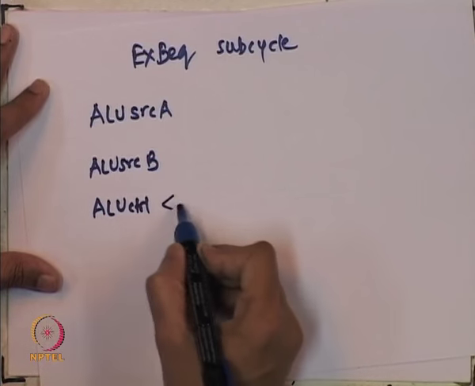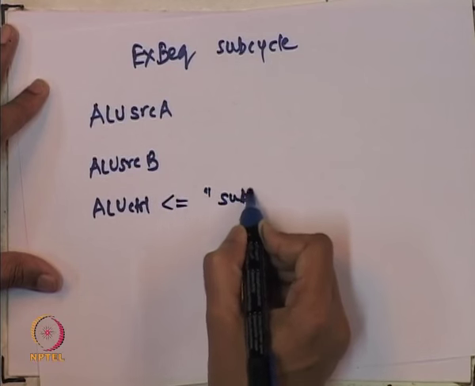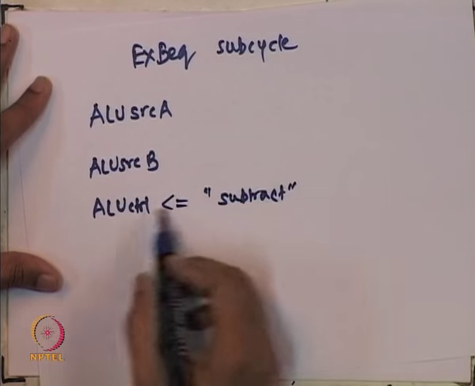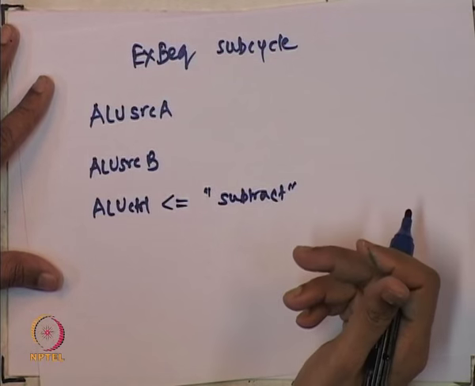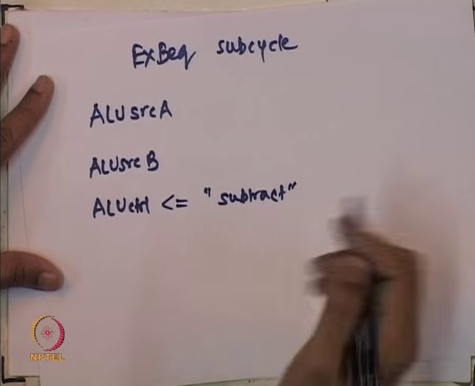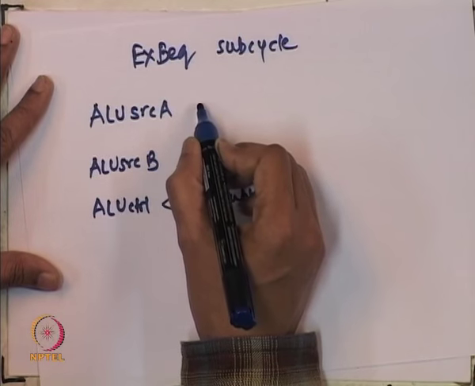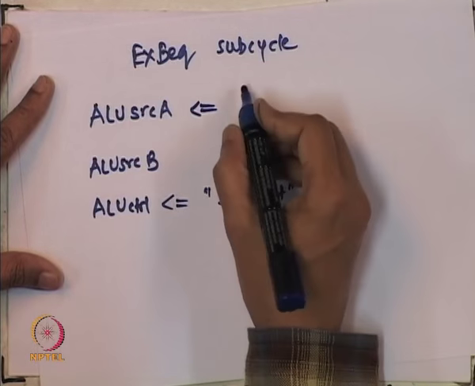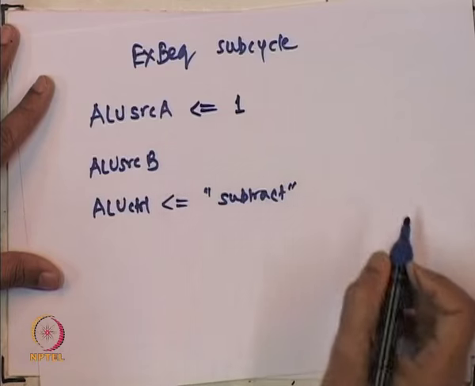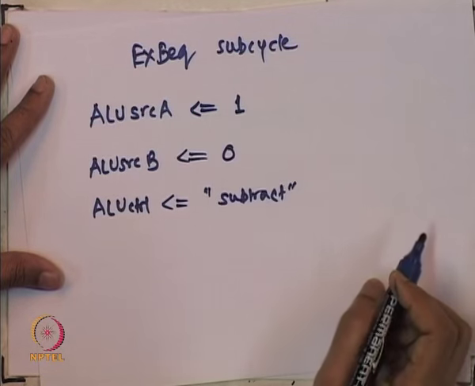ALU control should say compare or subtract, right? Subtract the two operands, and if the subtraction gives you 0, then the 0 flag will be asserted, and that is what we are using. ALU source A says that A should be allowed to go through, that is port number 1 of that multiplexer. Here it is port number 0 of that multiplexer.